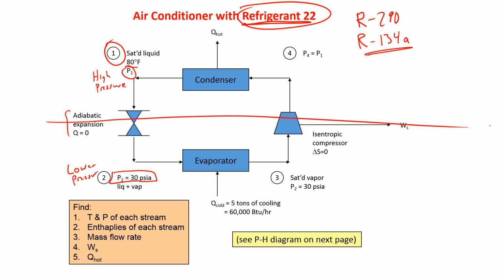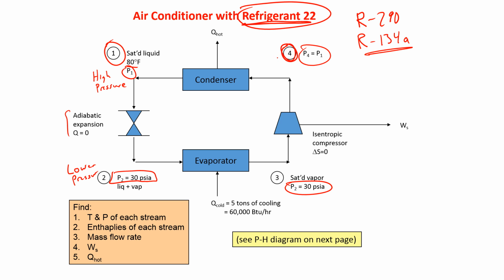If I just drew a line right here, this is an expander. That's a compressor that increases the pressure. And then it stays at 30 psi here. Now the 4 and the 1, those are going to be the same pressure. And 2 and 3, those are going to be the same pressure as well.